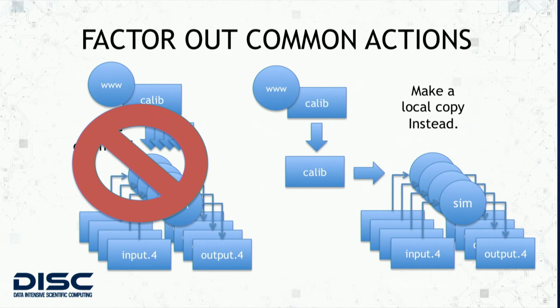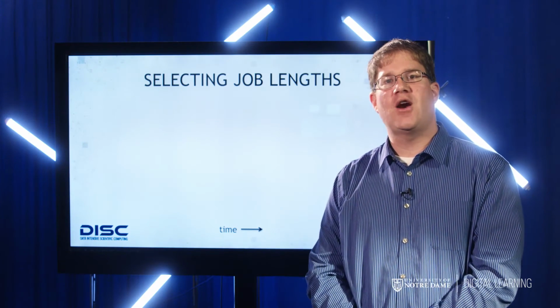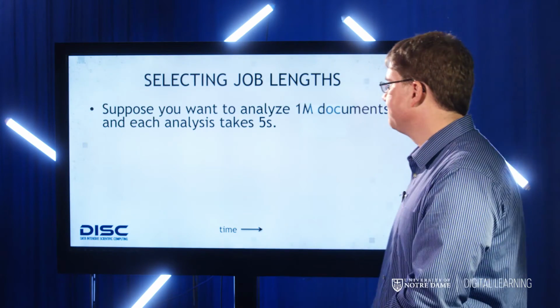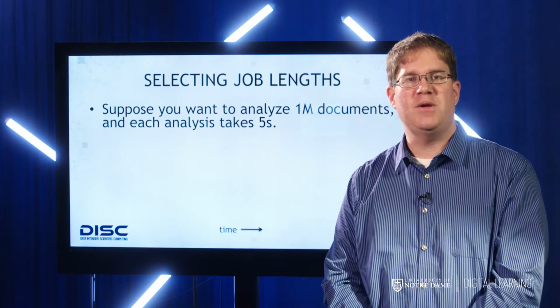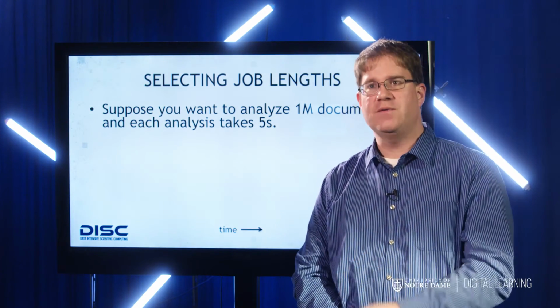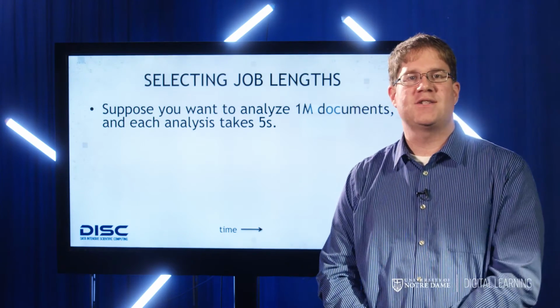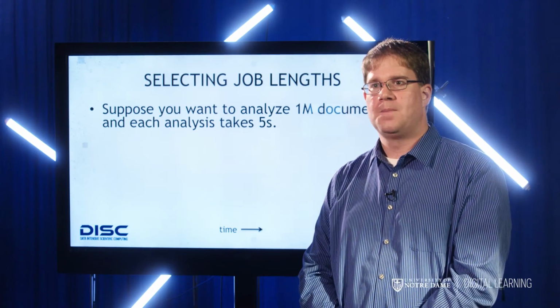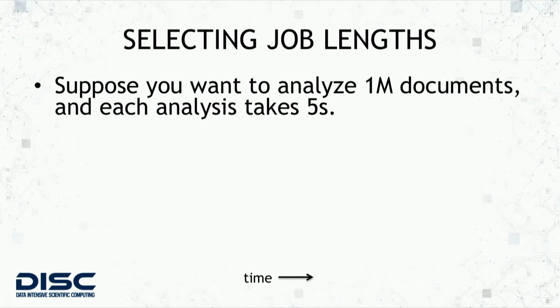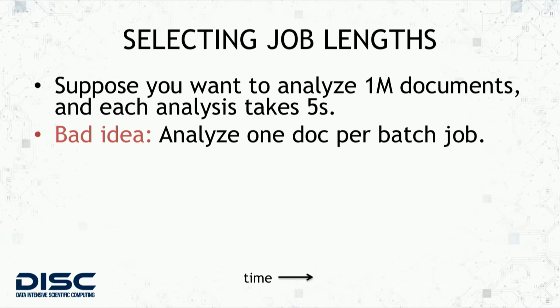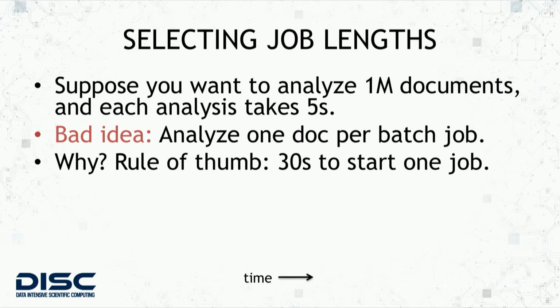The next best practice is to think carefully about your job lengths. So let's suppose that what you want to do here is analyze 1 million documents using a piece of code such that each analysis is going to take about 5 seconds. This sounds like a good task to send to a cluster. However, if you do it the obvious way, it's not going to work very well. So the obvious way, which is a bad idea, would be to analyze one document in each batch job that you're going to run. Why is this a bad idea?